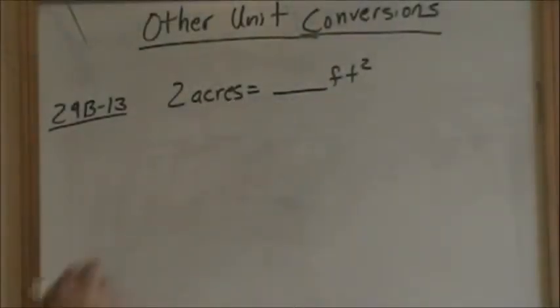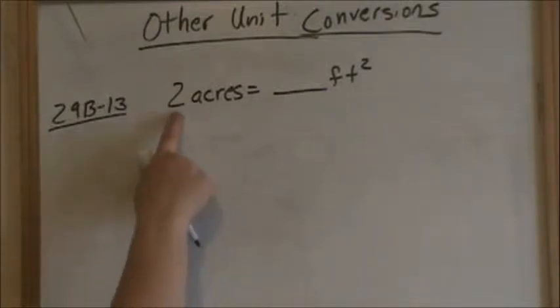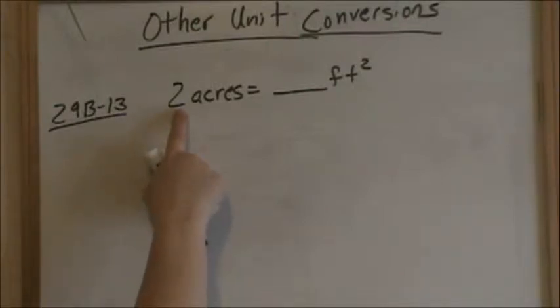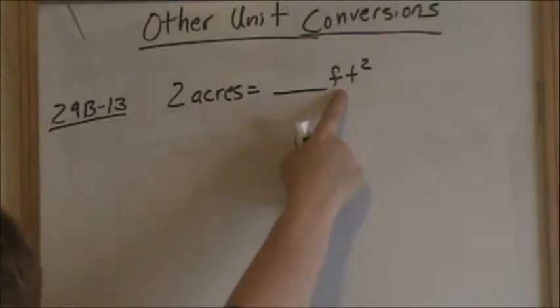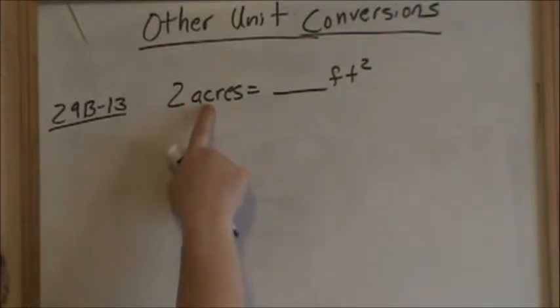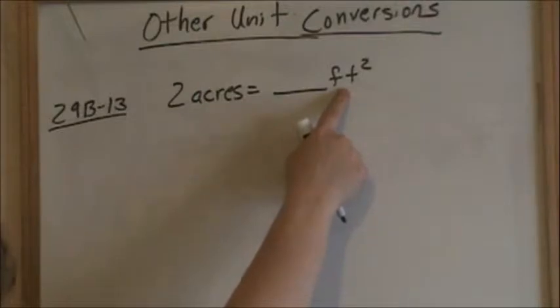Okay, we're going to be doing some other unit conversions that are not under what we've done with the regular unit conversions and the square unit and cubic unit. So these have a little bit different conversion factors. We're trying to turn 2 acres, which is an area of land, into square feet, which is also an area of land. Instead of measuring it in acres, we want to measure it in square feet.